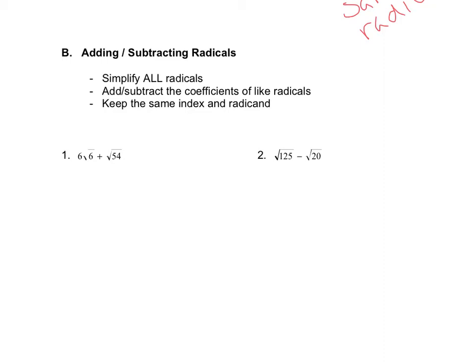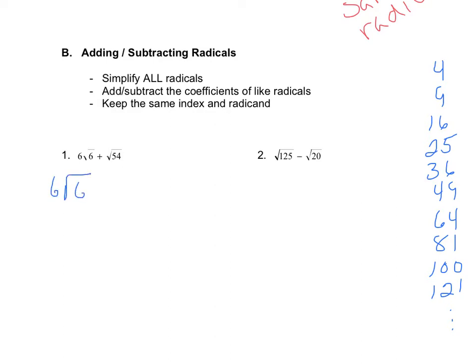6 radical 6 plus radical 54. Do I have like radicals? No. So I'm going to try to simplify them to see if I can get like radicals. So I'm going to actually put my perfect square list over here to the side to help myself. Alright, 2 squared is 4, 3 squared is 9, 4 is 16, 25, 36, 49, 64, 81, 100, 121, and so on. Okay, let's see. 6. I can't simplify 6 anymore because 4 is the smallest one and it won't go into it evenly. So I'm going to bring down 6 radical 6.